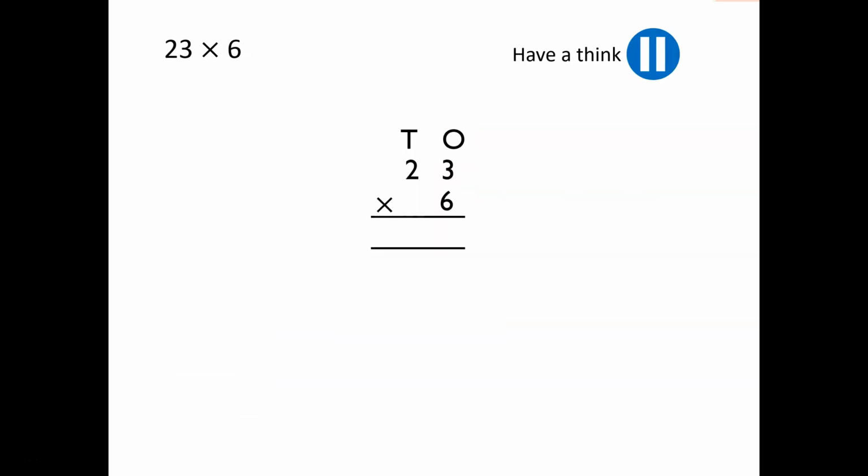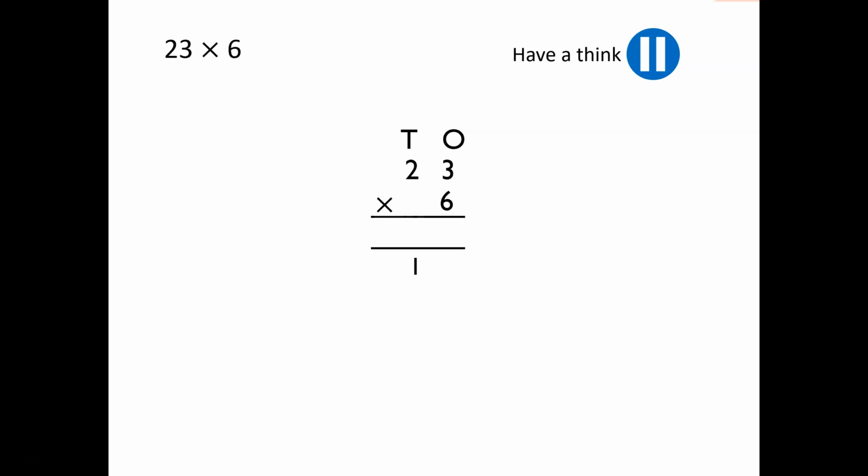Here we can see we're asked to solve 23 times 6. Can you pause the video and have a go at solving that calculation using the written method? When you come back, I'll go through the explanation. We begin with the smallest value. 3 ones multiplied by 6 is equal to 18 ones. I need to exchange the 10 here.